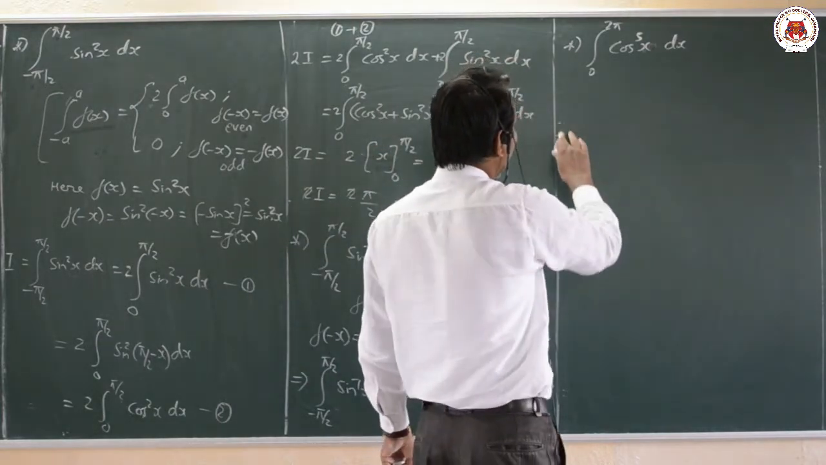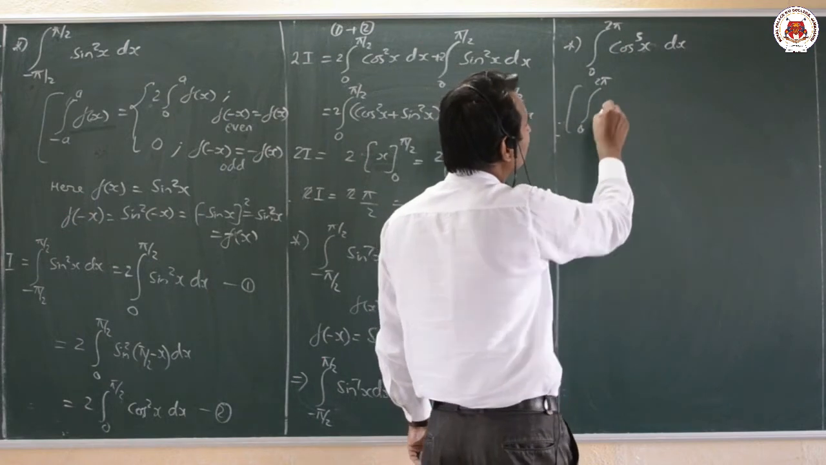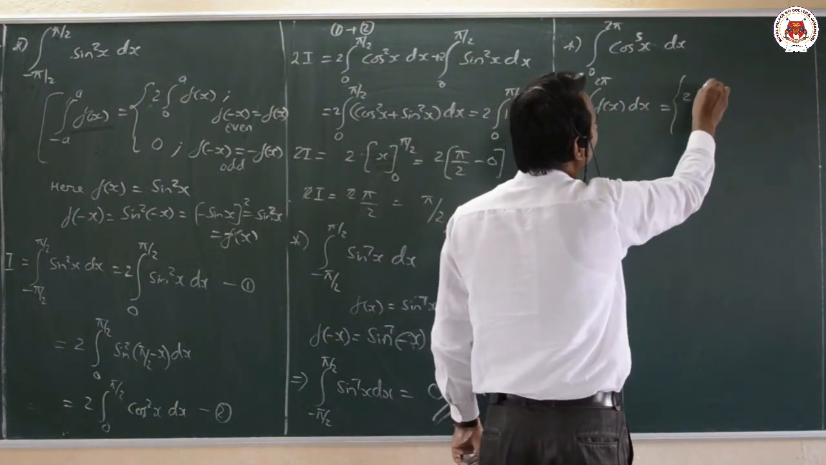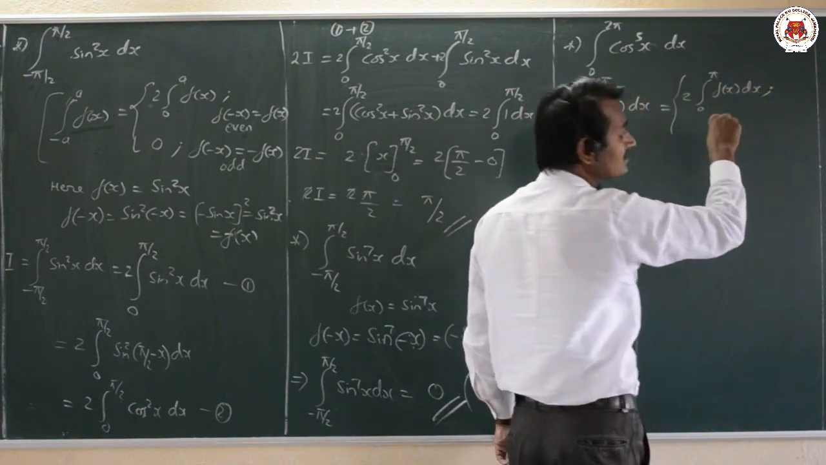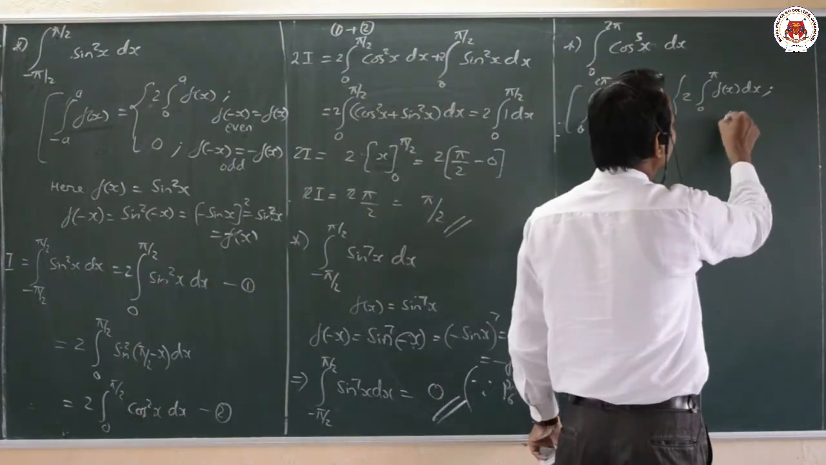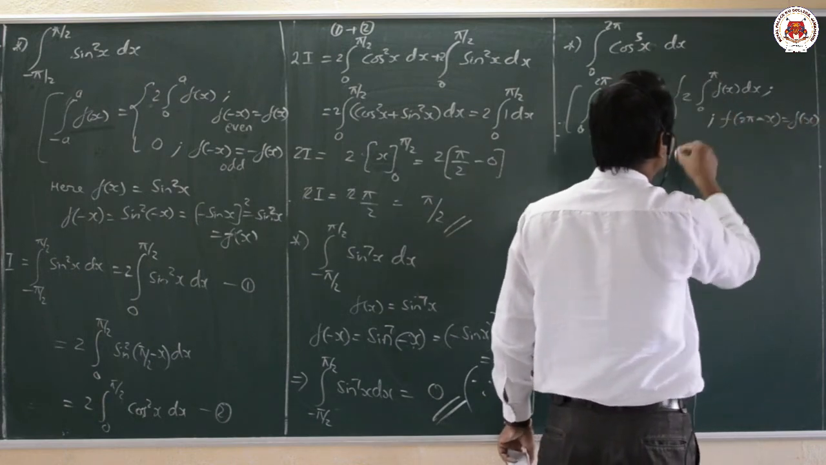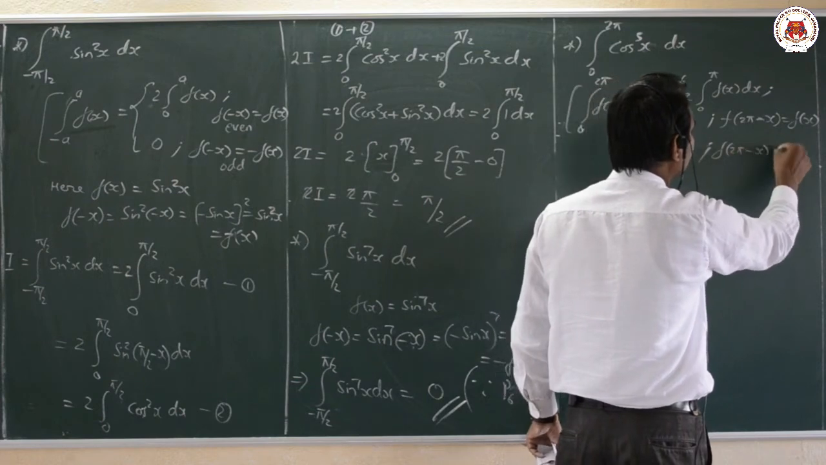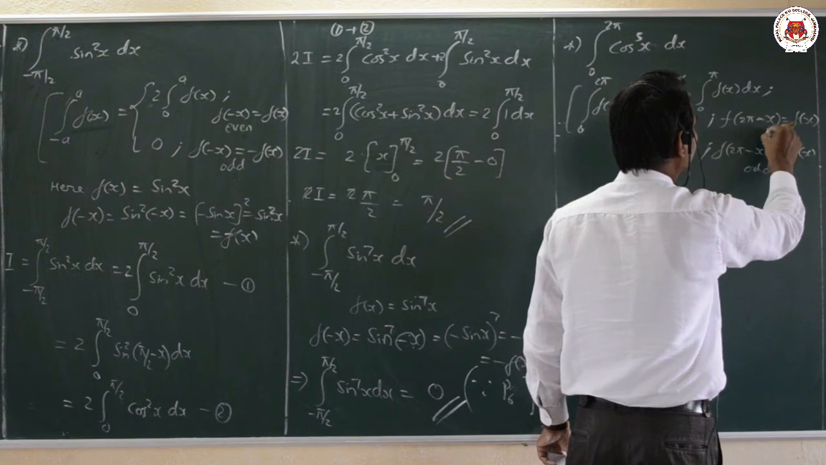What was that property? The property states that the integral from 0 to 2 pi of f of x dx is equal to 2 into the integral from 0 to pi of f of x dx, only when it is even-like. What do you mean by even-like here? Even-like is nothing but f of 2 pi minus x equal to f of x. Okay, this is the condition, and the value will be 0 when f of 2 pi minus x equal to minus f of x. That is odd-like.